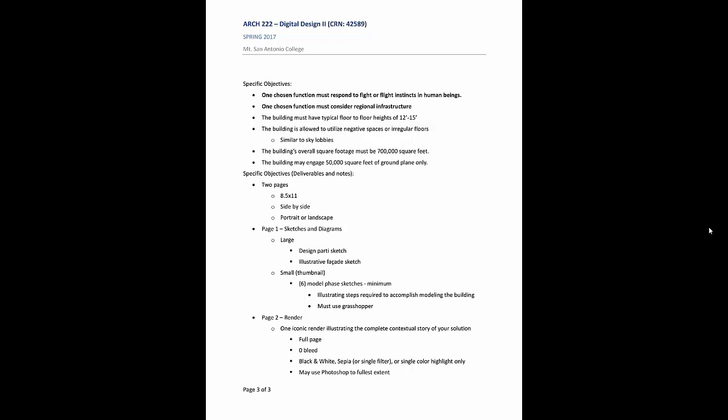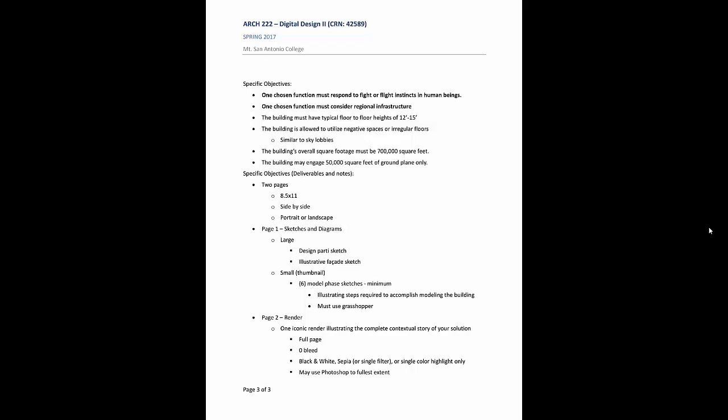Okay? So the other thing is that the building may only engage 50,000 square feet of ground plane, and that should be in quotes too, because your building may not have a ground plane. But if it does have a ground plane, you can only engage 50,000 square feet. Does that make sense? And that 50,000 square feet doesn't have to be all in one space, by the way. So these are the rules. Take them literally. They are the only rules that you have for developing the project. And beyond that, you can develop any creative narrative that you could possibly want.